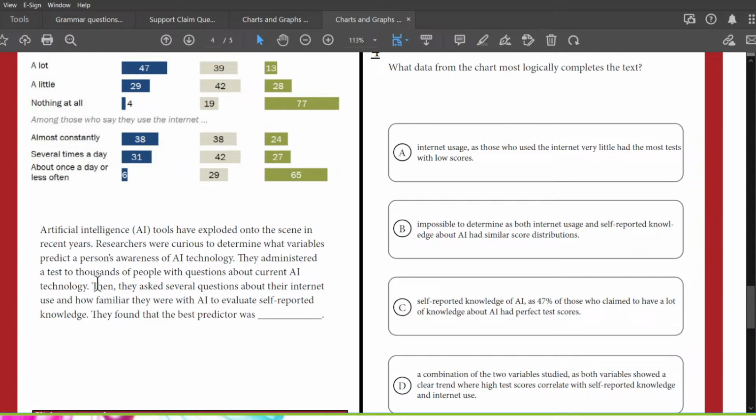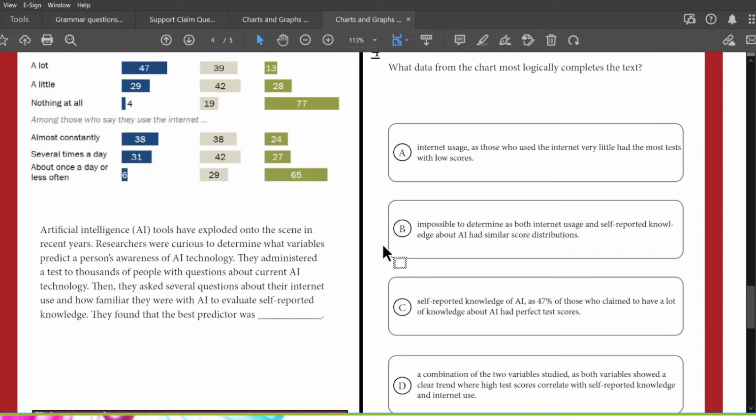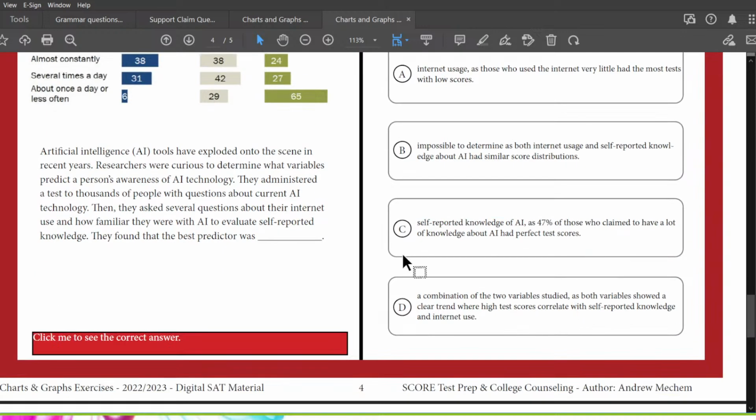Best predictor of what? Okay. Internet use and how familiar they were with AI. Okay, so we're trying to see which of these two things is the best predictor. So, is that true? I mean, that would do it. Scores. No, that's not true. That's going to be wrong.